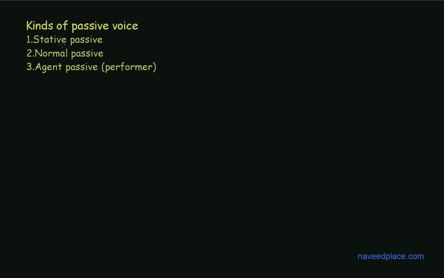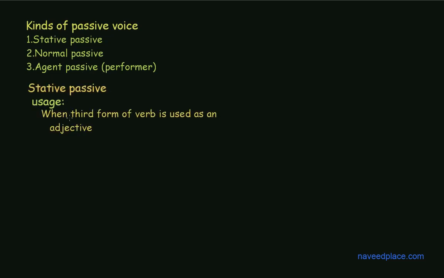The first is stative, normal and agent passive, means performer. Now let's see the first, stative passive. So stative passive means when the third form of verb is used as an adjective.